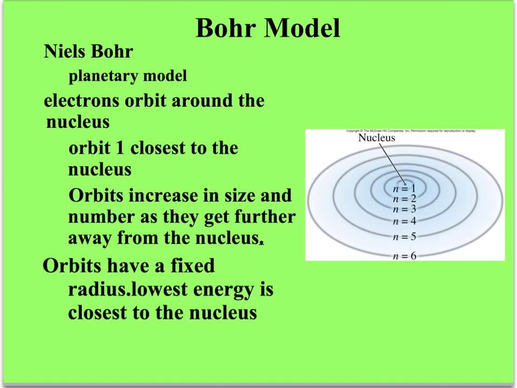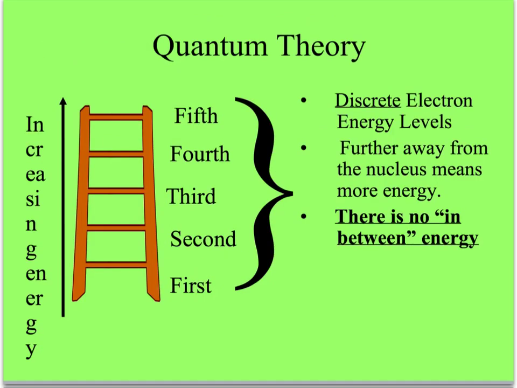Orbits have a fixed radius, so they never change in size. So that n equals 1 is always going to be that same radius. It doesn't change. And the lowest energy is closest to the nucleus. Okay, that was the Bohr model.